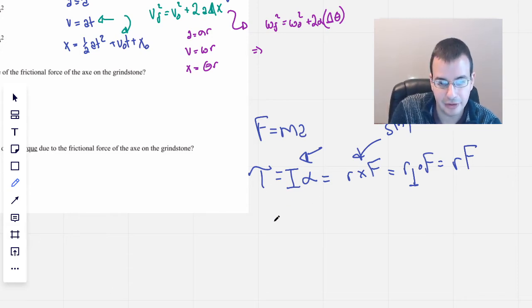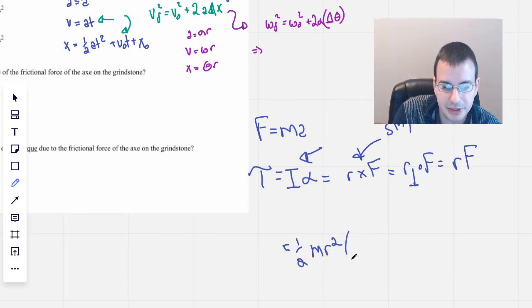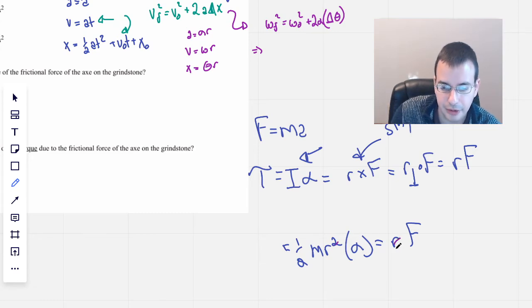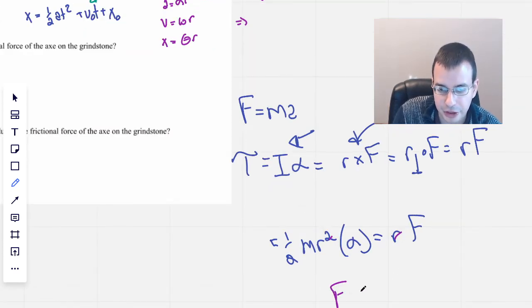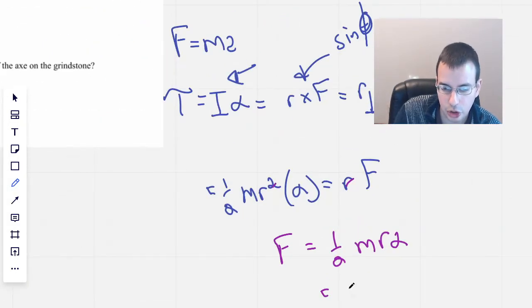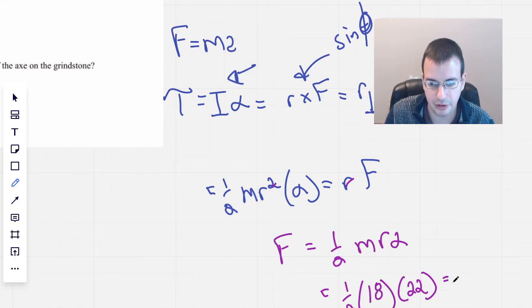So we have torque equals 1/2 mr squared times alpha equals r times F. We're looking for the force in this case, so one of the r's will cancel, and we're left with force equals 1/2 mr alpha. We're told the mass is 18 kilograms, so 1/2 times 18 times 22 will give us the force involved.